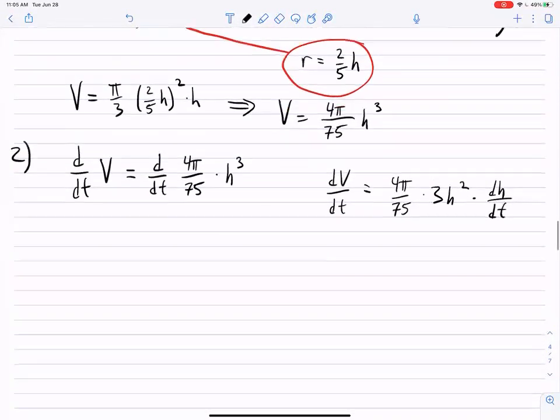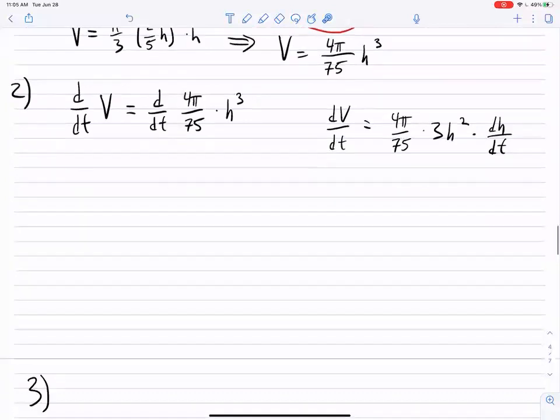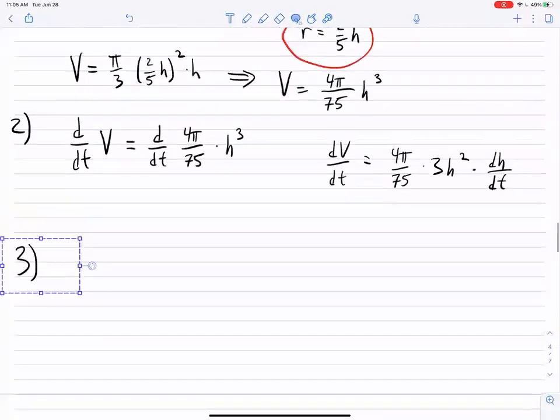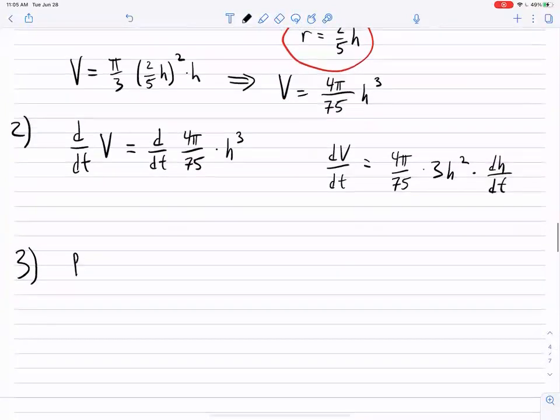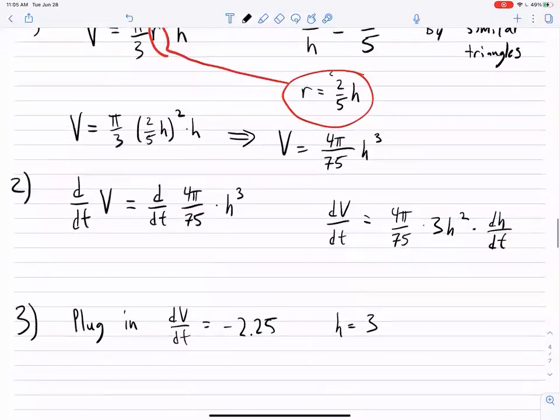All right, now this is the quantity we want, and we want it when h is equal to 3. We can do that pretty painlessly. So plug in dV/dt equals negative 2.25, and then h equals 3 inches. Everything in inches? Yep, 3 inches.